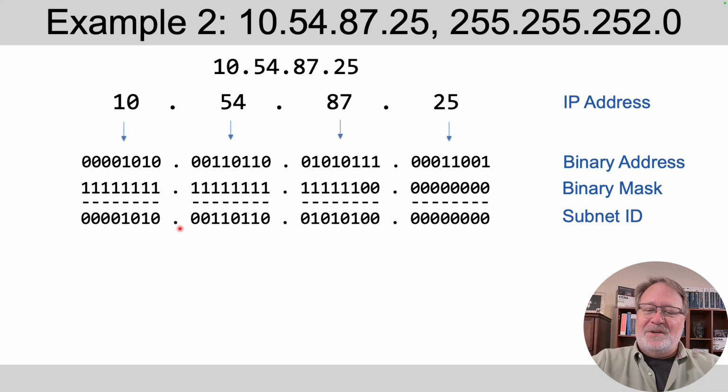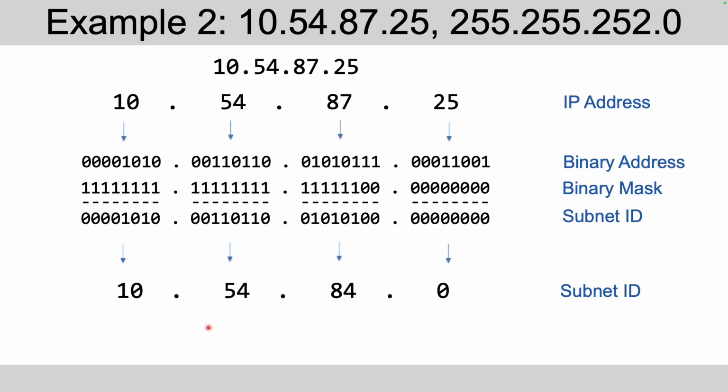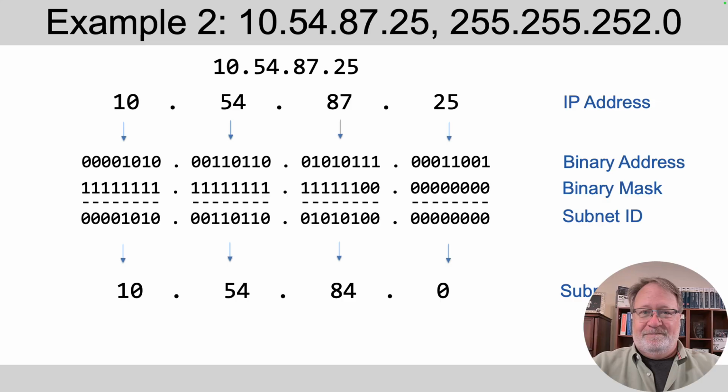And again, I keep these periods in between the octets as a reminder that when you go from binary back to decimal, that process always happens 8 bits at a time. So this conversion process gives us 10.54.84.0 as the subnet ID.